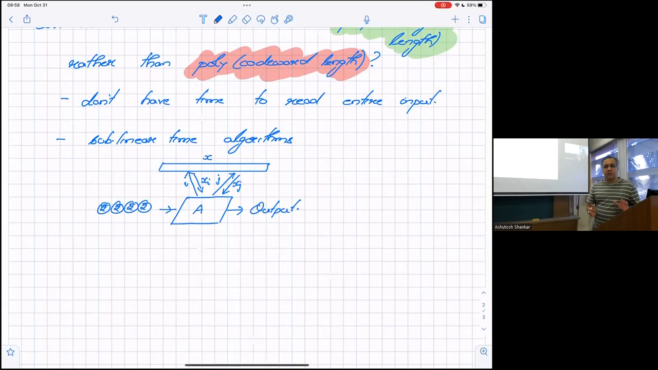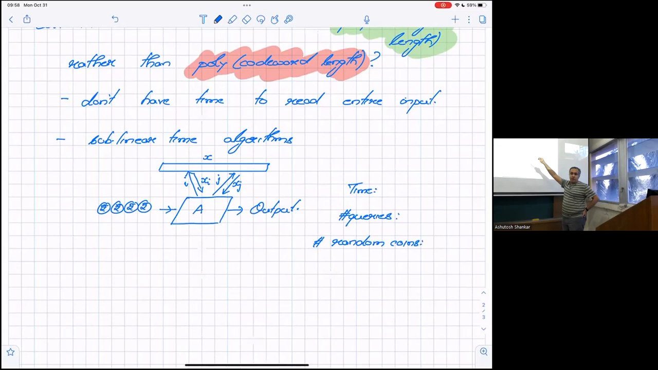Here there will be several parameters of interest. The interesting parameters, of course, will be the running time, then the number of queries, and sometimes even the number of random points. Sublinear usually refers to the fact that the time is sublinear in the input. But many a time you can forget about the running time, let the time be exponential, and ask whether the number of queries can be sublinear. So you remove the computational aspect, just look at a much smaller fraction of the whole input, and ask whether you can come up with some property of it. Question clear?